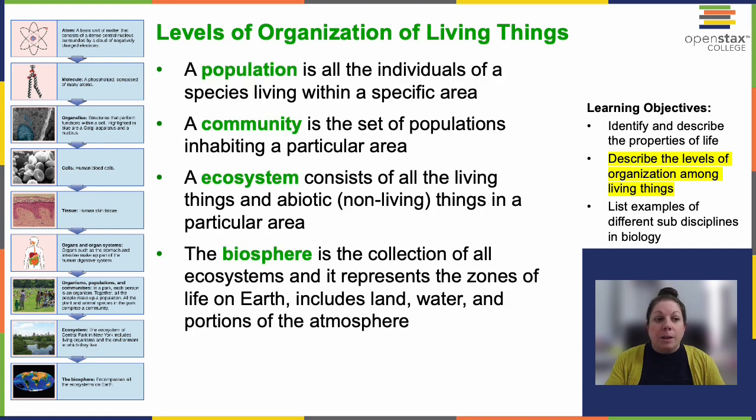All right. And now we can start reaching where we're talking about multiple individuals. So we've got a population, which is all the individuals of a species living within a specific area. A community is the set of populations inhabiting a particular area. So that's a community includes multiple different species that are all living in the same area together. An ecosystem is going to be all the living and non-living things in a particular area. So, it's going to include the dirt, the water, all of it, all the living and non-living.